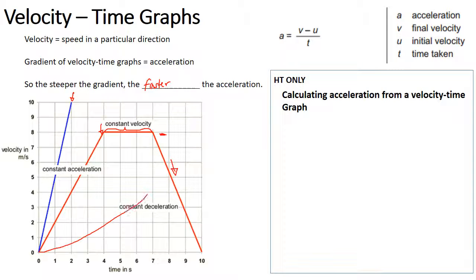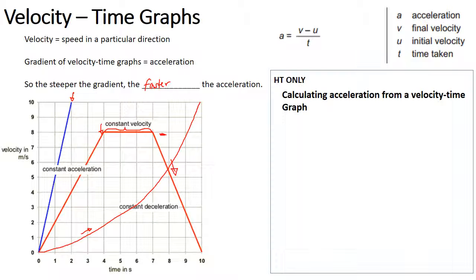Now if you ever see a curved line on one of these, so for example like this, it means your acceleration will be changing. So this object is accelerating, but also while it's accelerating it's gradually getting faster and faster and faster. Its acceleration is increasing too.